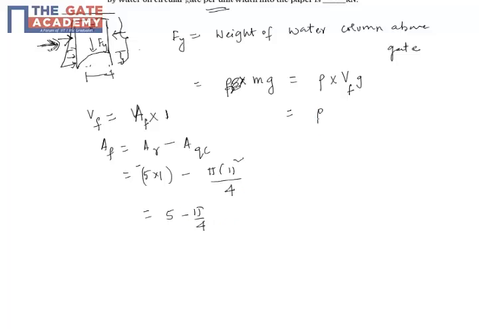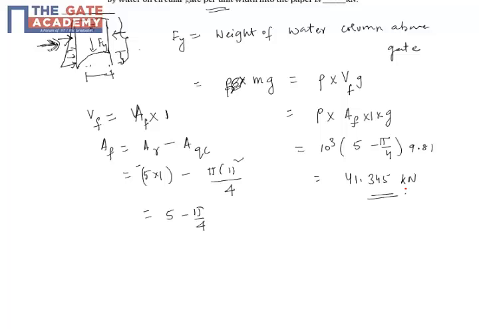So rho into AF into 1 into g, and AF we have already got. Rho is 10 power 3, water density, and AF is 5 minus pi by 4, and g is 9.81. So this is a direct problem, and when we calculate, we get 41.345 newtons, but then you convert, so it is 41.345 kilonewtons. So this is a direct problem.